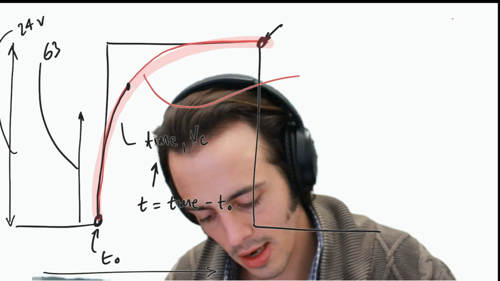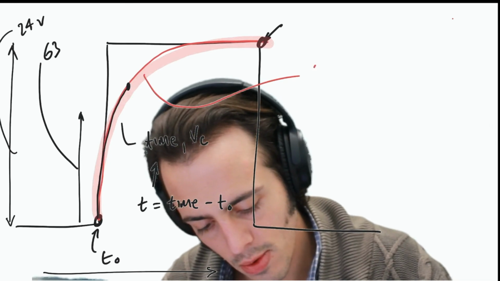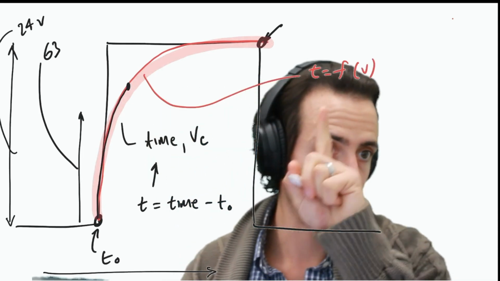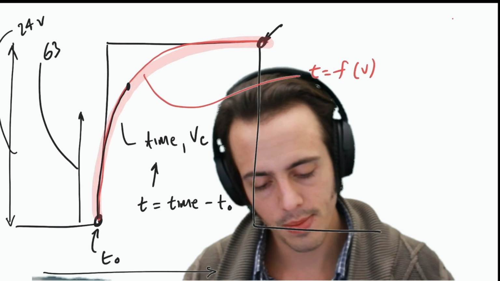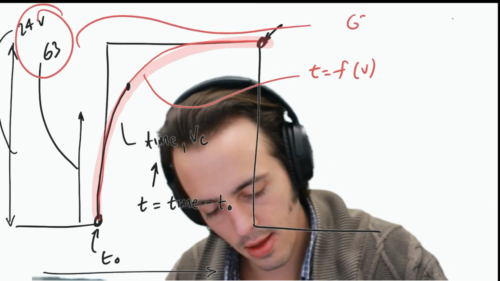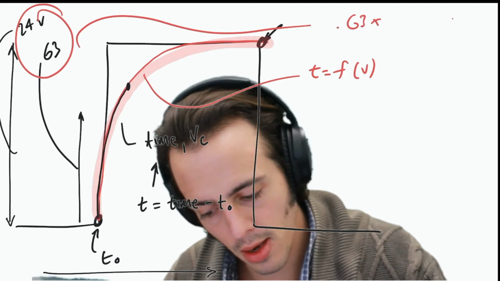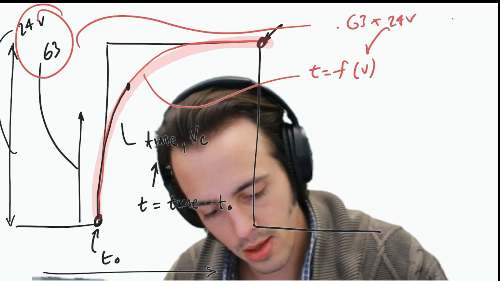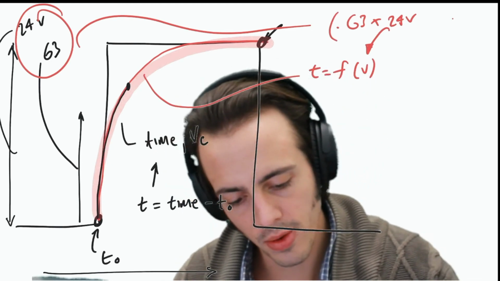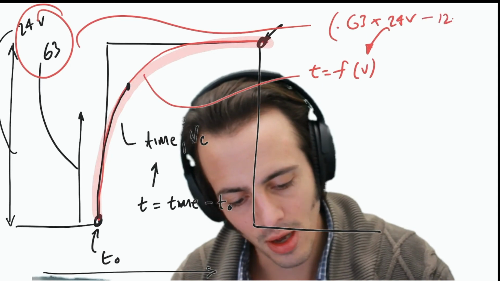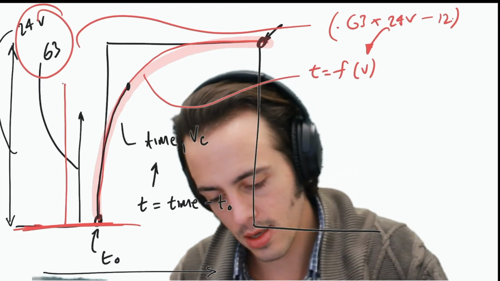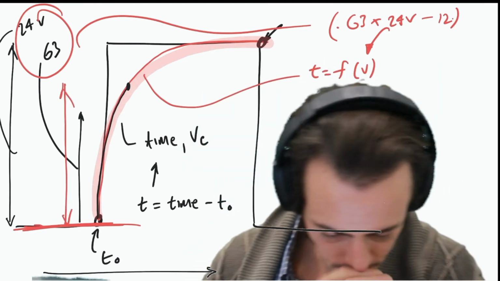If I look at this curve, I can work out what the time is as a function of the voltage, and then make some sort of fit between those two things. Then I'm going to put this value, 0.63 multiplied by 24 volts minus 12 volts because it starts off down here, into here. So I want to know when it gets to this value here.